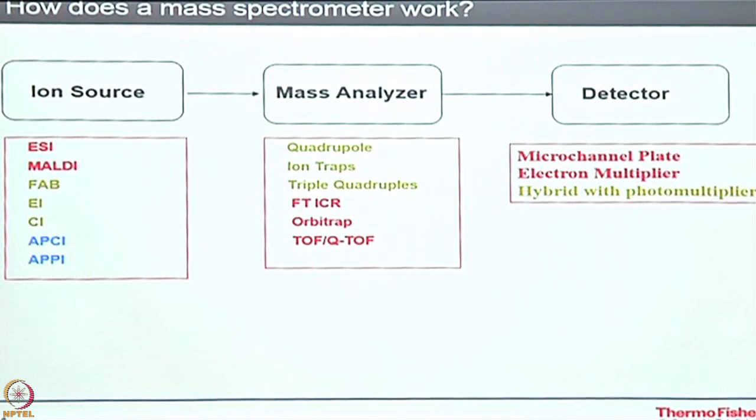And last is the detector. You require some detector. The better part about the Orbitrap is that the Orbitrap itself acts as an analyzer as well as a detector, so you don't require an extra detector for the Orbitrap.